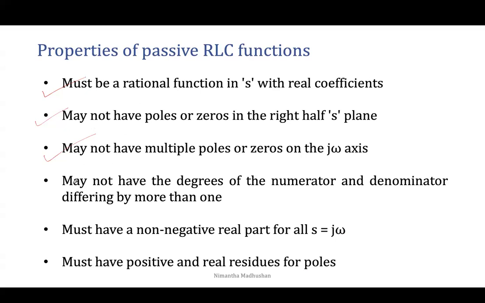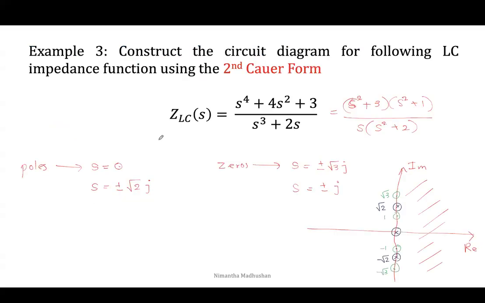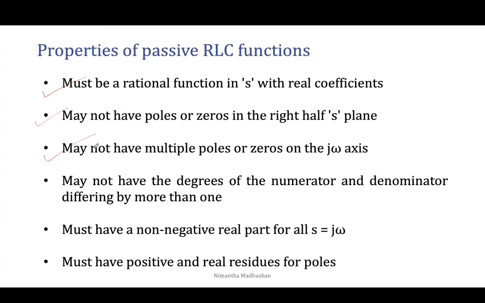And the fourth one is it may not have the degree of the numerator and denominator differing by more than 1. For this function, the degree of the numerator is 4 and the degree of the denominator is 3. The difference is 1. It is not more than 1. Then the fourth one is okay.